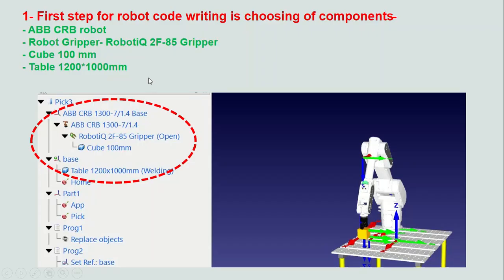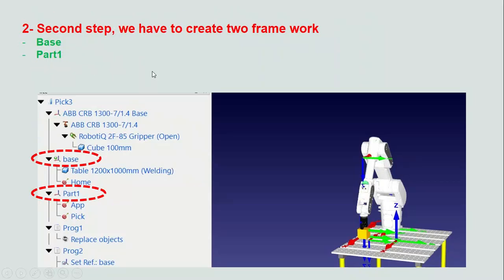Next step, the second step, we have to create 2 frameworks. The first one is base framework. The second one is part 1 framework. So as you can see here in this picture, we need to have 2 frameworks, and we will create a base framework and part 1 framework. I'll show you in the software.